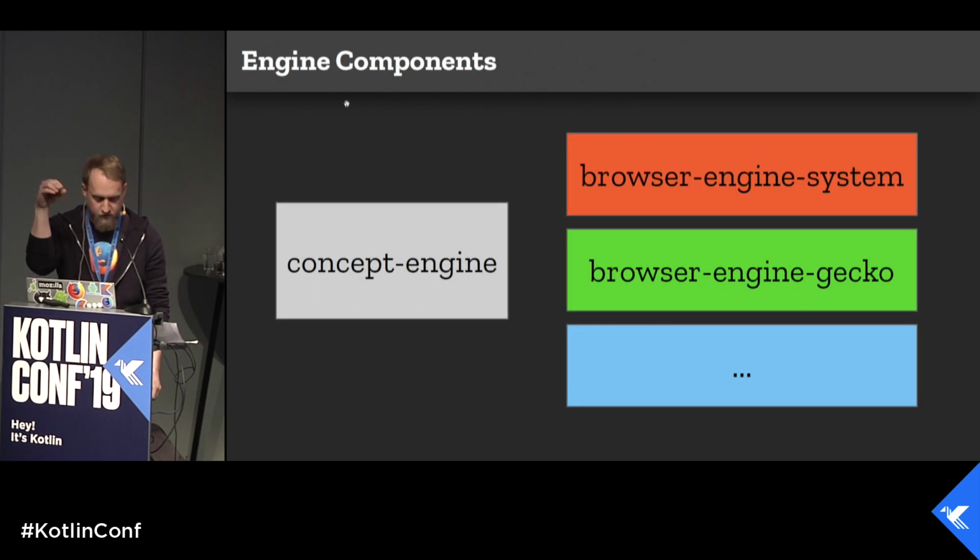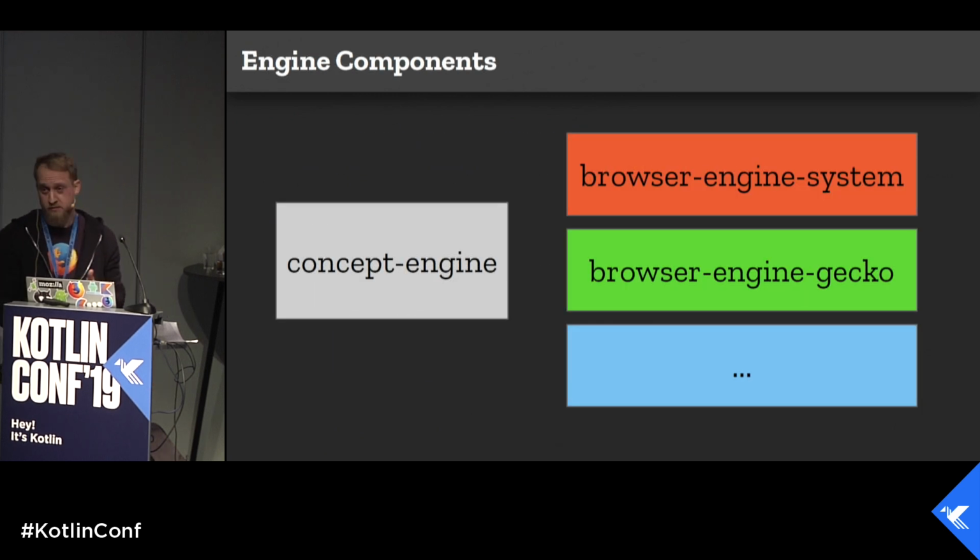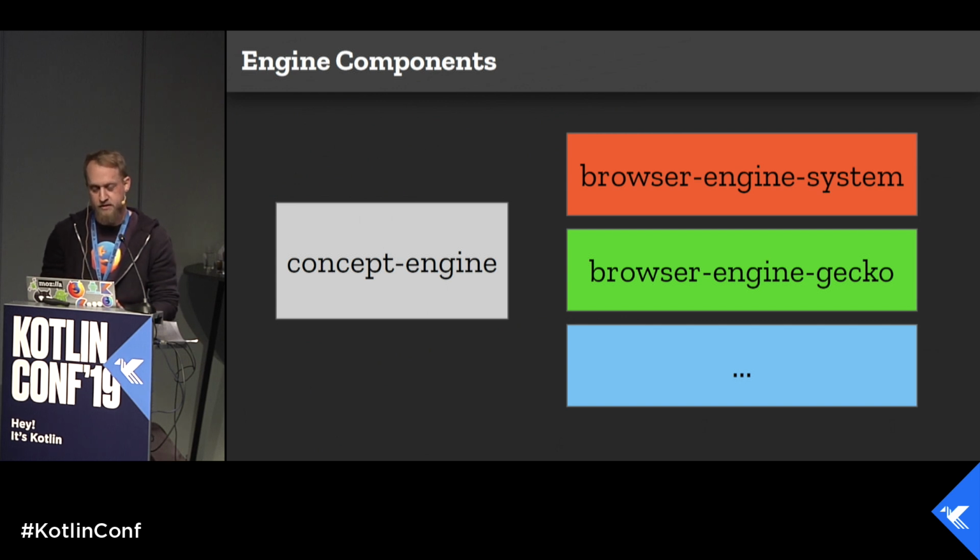So let's look at this from the component level. There are multiple choices of engines, which means we want to be able to switch between them or decide which one is the right one for our product. And we did this by defining something we call concept components, in this case, concept engine. And the interesting thing is that this concept component doesn't actually contain any implementation. It only contains the interfaces and data classes that define how we want to interact with an engine. It's basically an abstraction.